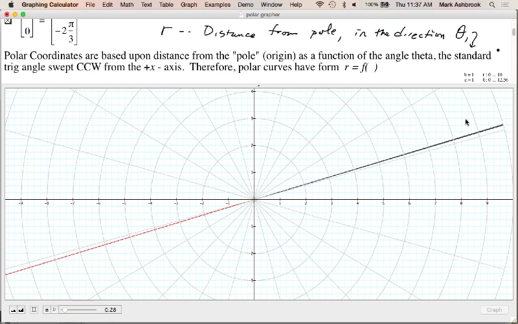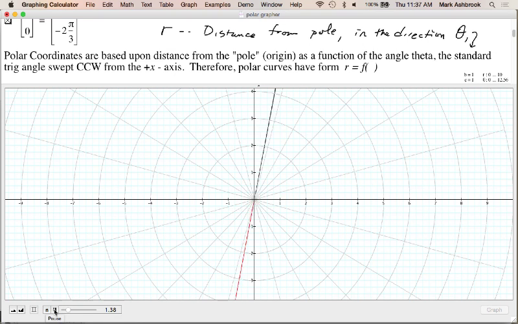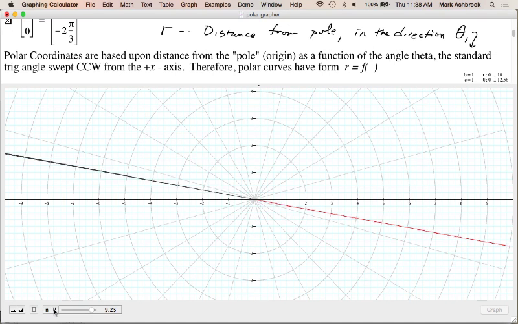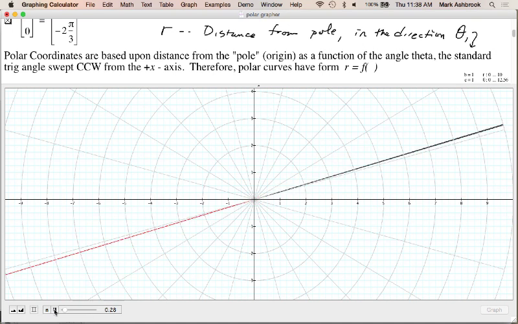So I'm showing that with a black line, okay? So do you see the black line? Let's see if this is not going to be too fast. That's good. Okay? So the black line, any direction could be a positive r. And that direction is determined by theta, your counterclockwise angle swept from the x-axis.